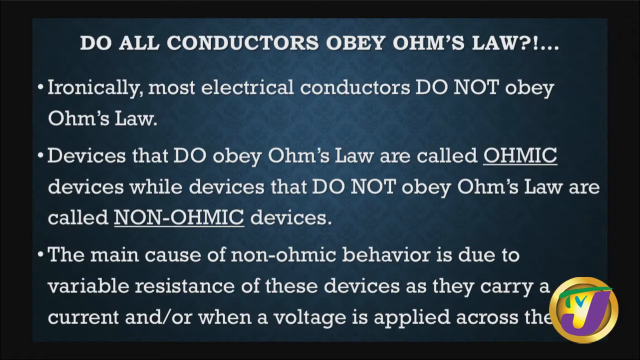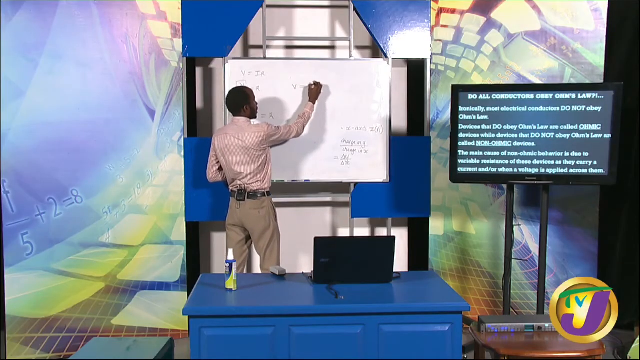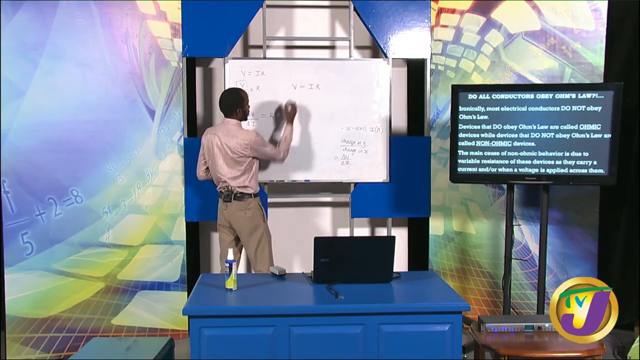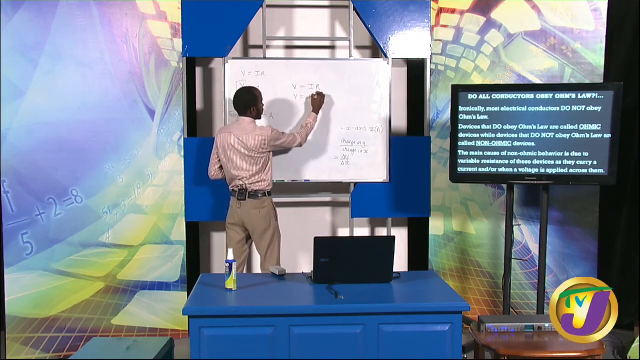Simple, right? The main cause of non-ohmic behavior, meaning the main reason why most devices don't obey Ohm's law, is what we call a variable resistance. These devices have a variable resistance as they carry a current or when a voltage is applied to them. So how does this tie to Ohm's law? From a mathematical standpoint, V is equal to IR. And if you want to, you could say V is equal to RI.